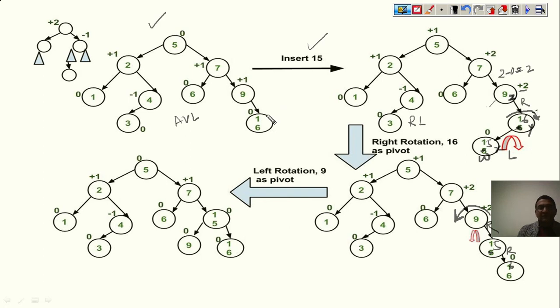So we have seen LL case, RR case, RL case, and now similarly we can also do the left-right case. The left-right case is again very similar. When we get the left-right case, you have to do the left rotation first at the Y node, and then you have to do the right rotation at the Z node, and you will be able to get your AVL tree. I feel you have understood all these rotations.